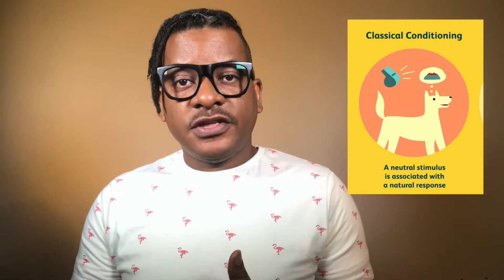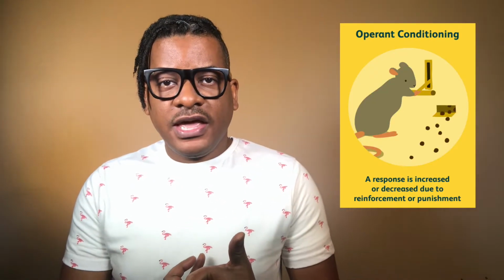The first point is classical conditioning. The second would be operant conditioning. And then the third would be observational learning. Okay, so now let's go into detail of what classical conditioning means.